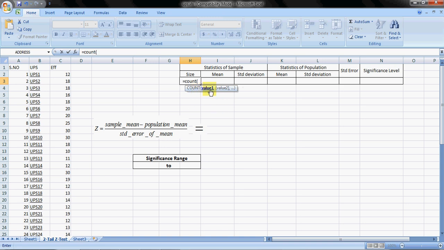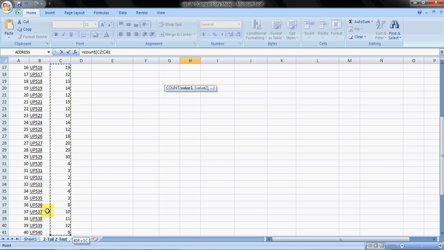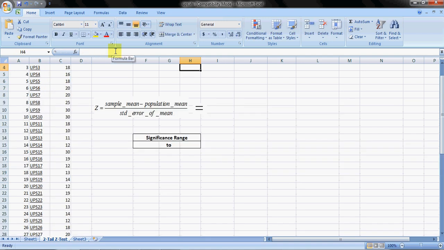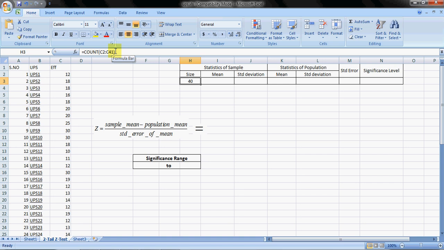You can see value 1, value 2, value 3 is shown here as a reference of this formula. So put the cursor on the first data, press Control Shift and down arrow key, and you get the range automatically up to the last. Close the bracket, and here is your sample size. You can see COUNT C2 to C41 in our case, and the total sample size is 40.